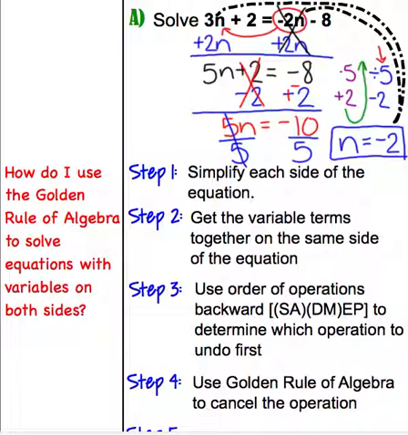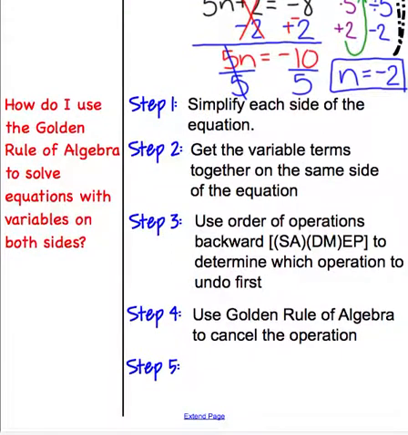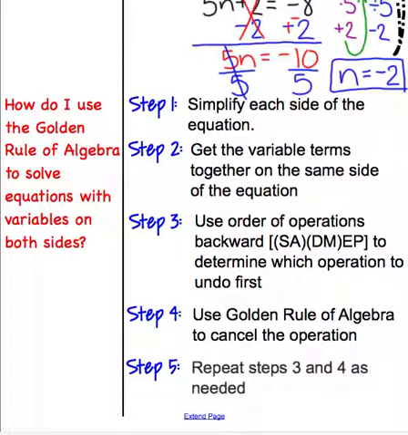So to summarize, we first start by simplifying each side of the equation, then we get the variable terms together on the same side, then we use order of operations backwards and use the golden rule to cancel the operation, and finally we repeat steps 3 and 4 as we need them in order to get us to our point of being able to solve our problem.